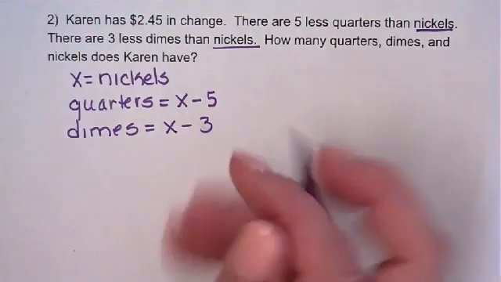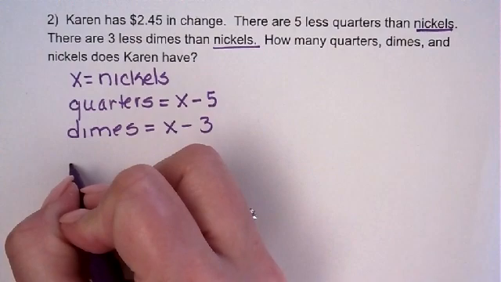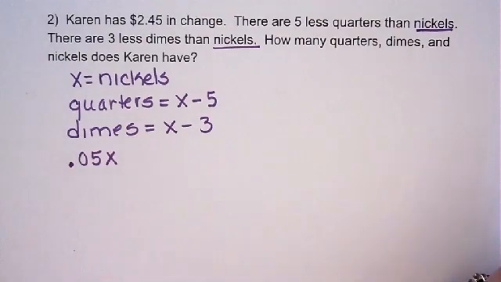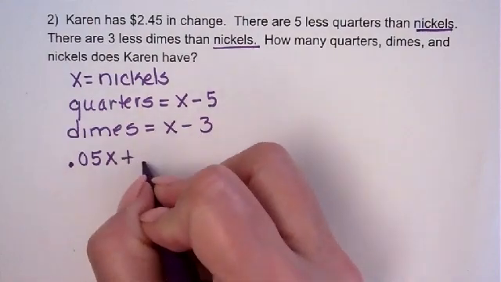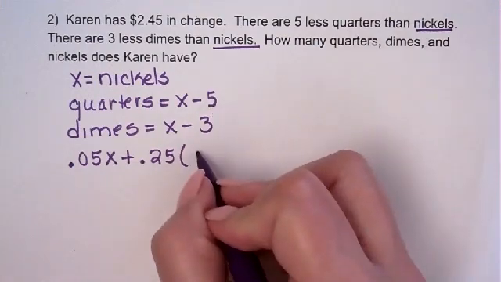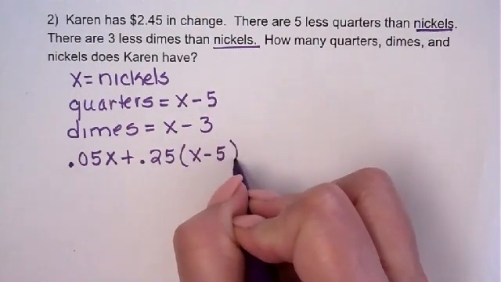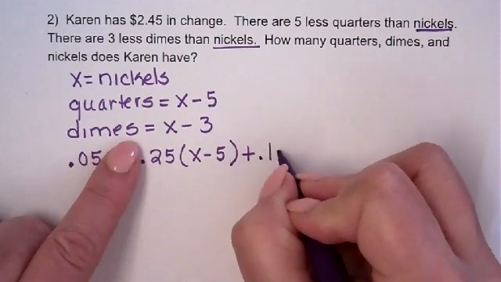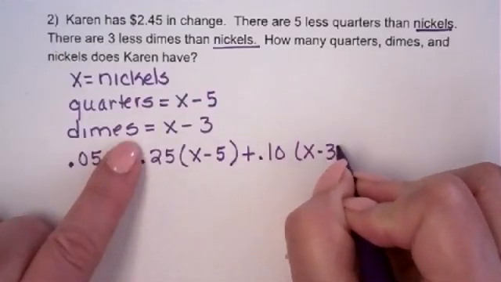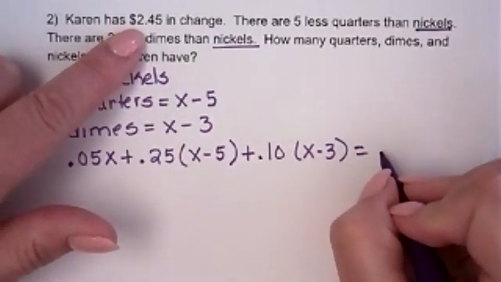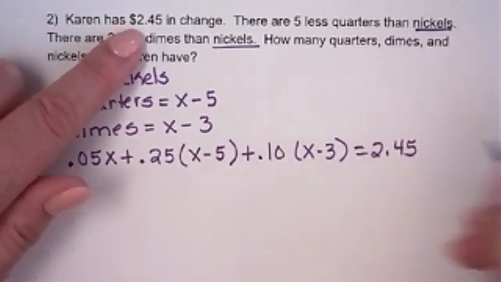Let's set up our equation. Nickels are worth 5 cents. Make sure you use 0.05 and not 0.5. x, because I have x number of nickels. Now my quarters, that's worth 25 cents each. So, and how many quarters do I have? I have x minus 5 amount. Plus my dimes right here. Dimes are worth 10 cents. And that's going to be x minus 3. And equal to, now how much did it all add up together? Up here at the top, $2.45. Now that's the worst part.